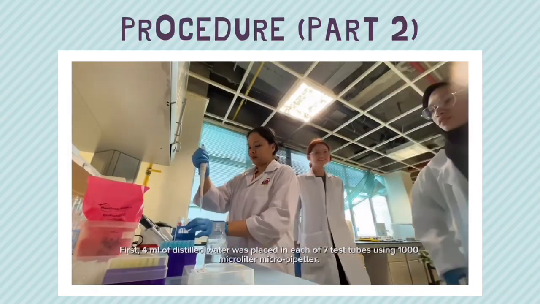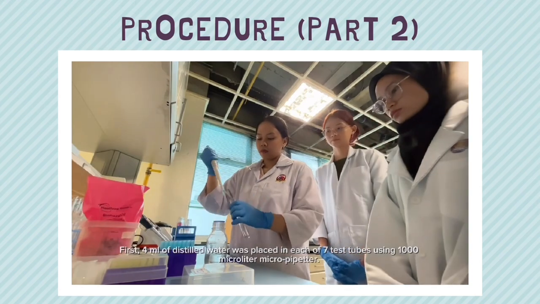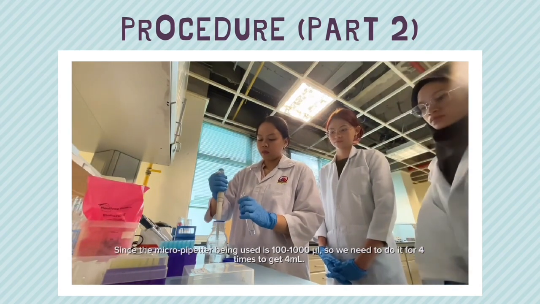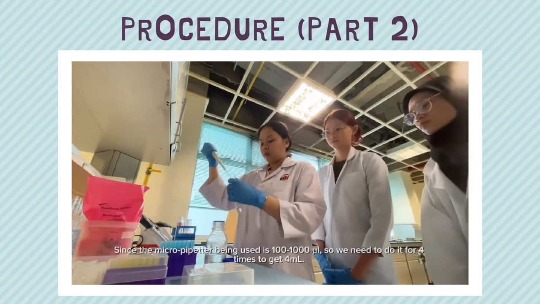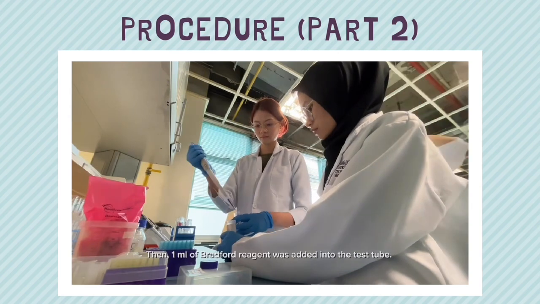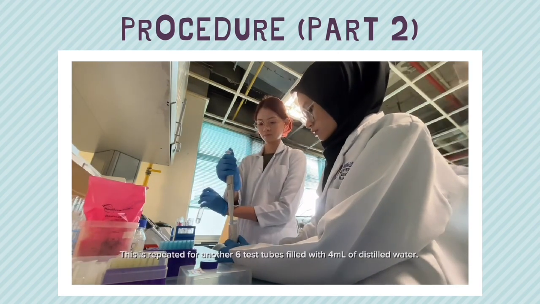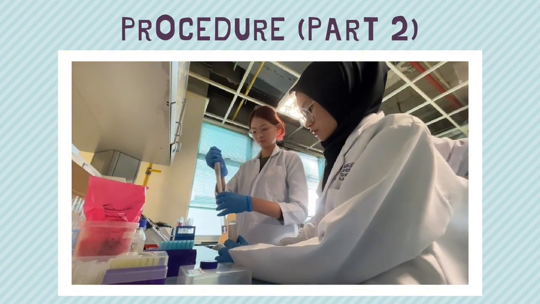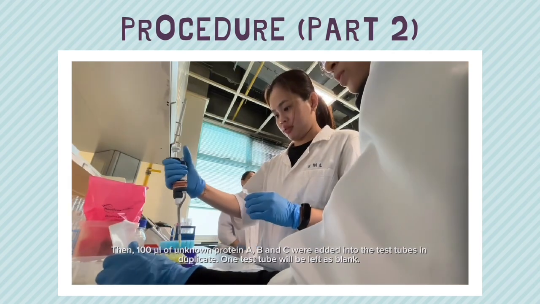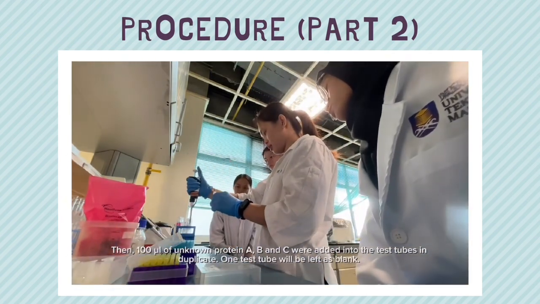First, 4 ml of distilled water was placed in each of 7 test tubes using 1000 microliter micropipetter. Since the micropipetter being used is 100 to 1000 microliter, we need to do it 4 times to get 4 ml. Then, 1 ml of Bradford reagent was added into the test tube. This is repeated for another 6 test tubes filled with 4 ml of distilled water. Then, 100 microliter of unknown protein A, B, and C were added into the test tubes in duplicate. One test tube will be left as blank.